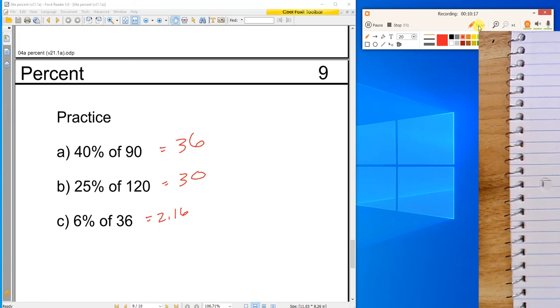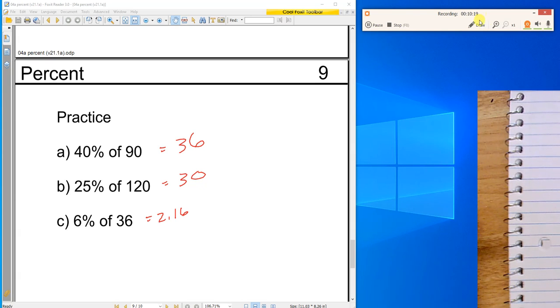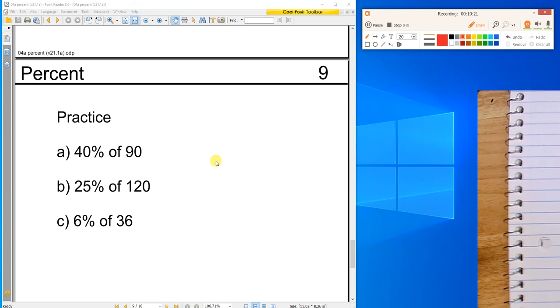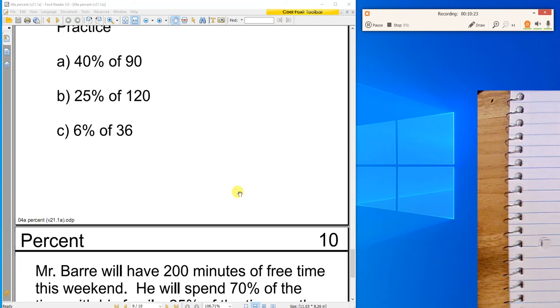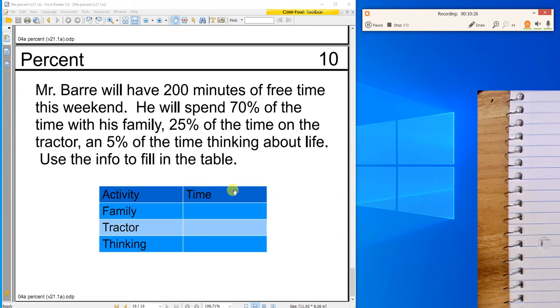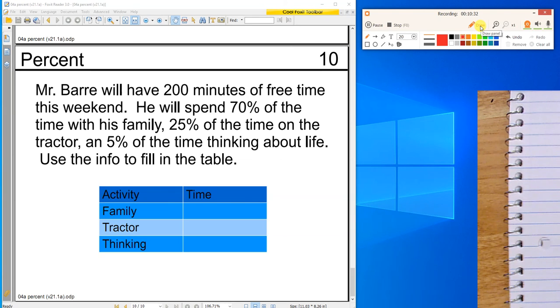Now let's apply this to a table. There we go. Mr. Barr will have 200 minutes of free time. He will spend 70% of his time with his family, 25% of the time on the tractor, and 5% of the time thinking about life. Use the info to fill in the table.